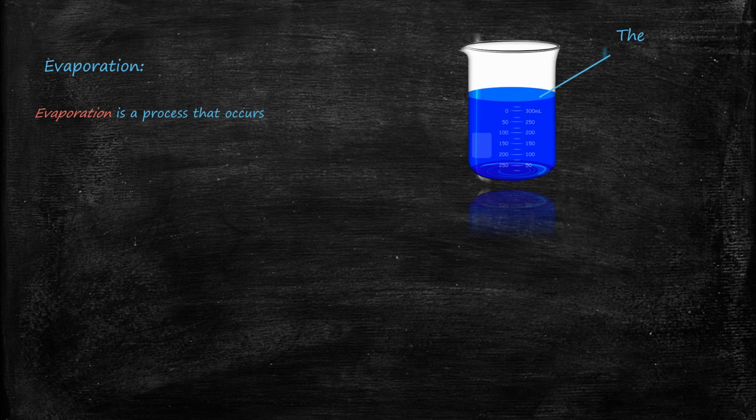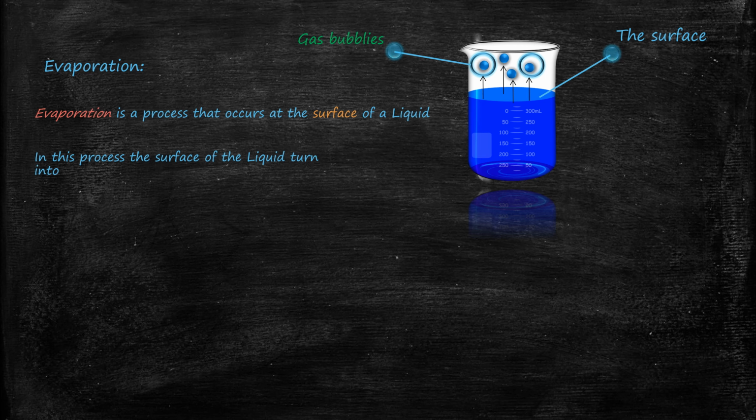Evaporation is simply a process that occurs at the surface of a liquid. In this process, the surface of the liquid turns into vapor, and this phenomenon happens at any temperature below the boiling point.